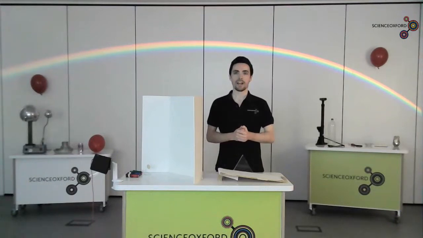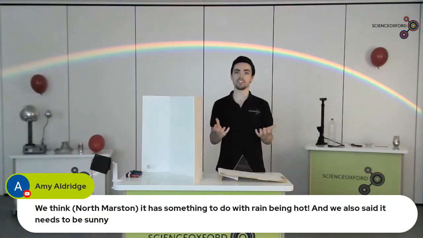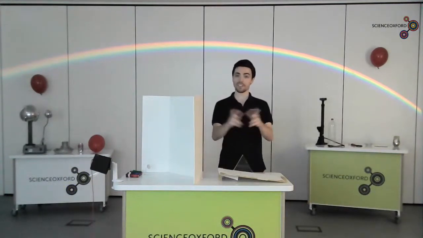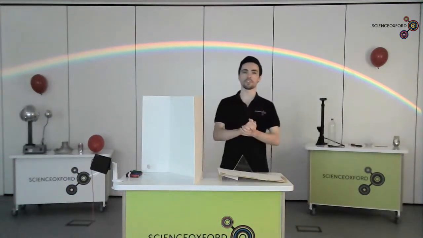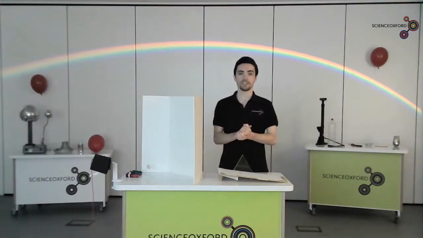Okay. And the reason that we can see those are because, oh, hang on, I think I've got some comments coming through now. So North Marston think that it has something to do with rain being hot. And we also said it needs to be sunny. Fantastic. Thank you very much for sharing that. So the rain is still up in the air, so it's still got a bit of warmth to it. And we definitely do need the sun as well. Now, the sunlight produces white light.